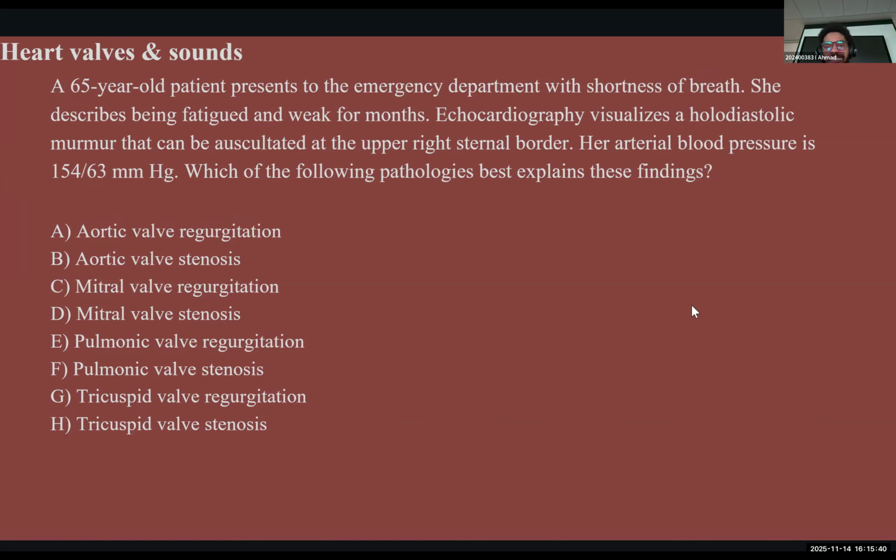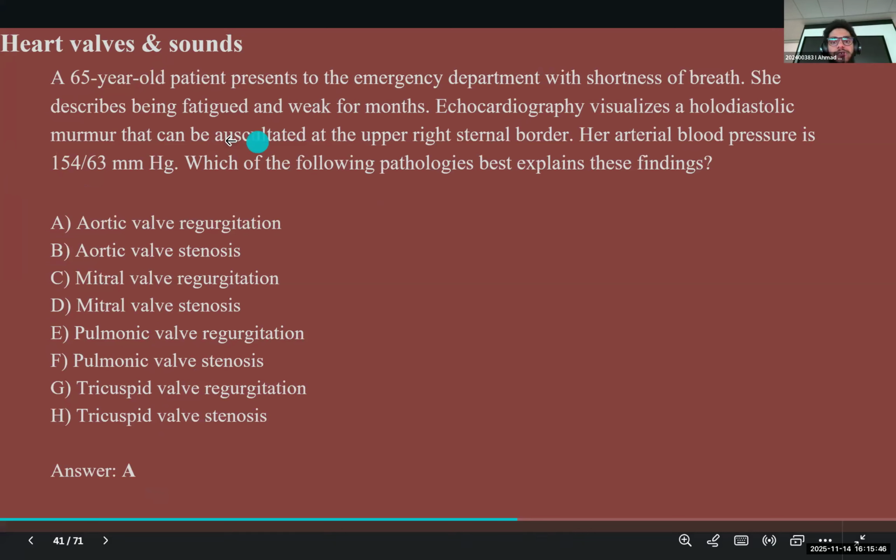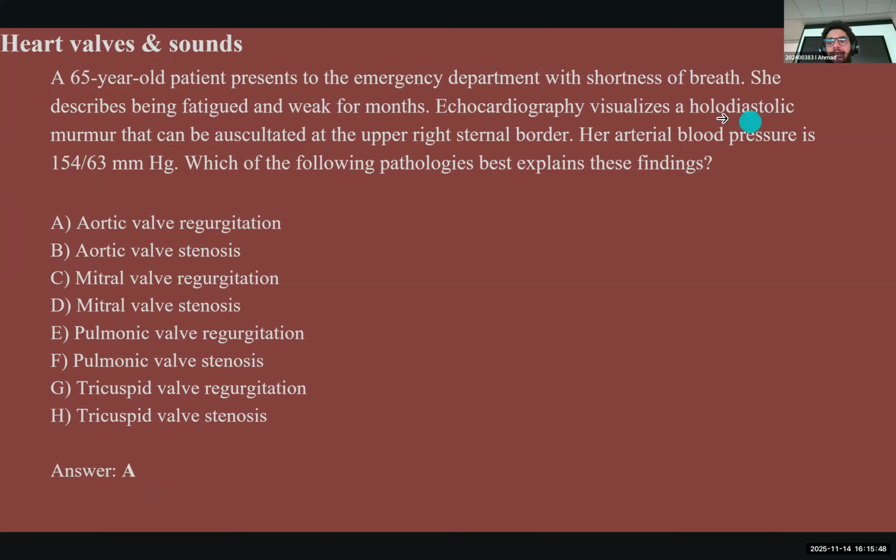A. MashaAllah. Okay, since you guys get it, we'll go through it quickly. No need to spend too much time. The answer is indeed A. So the way we figured it out, they mentioned it's a diastolic murmur, tamam. There's a mnemonic that I'll show you in a bit. But they mentioned it's a diastolic murmur, and they mentioned the upper right sternal border.